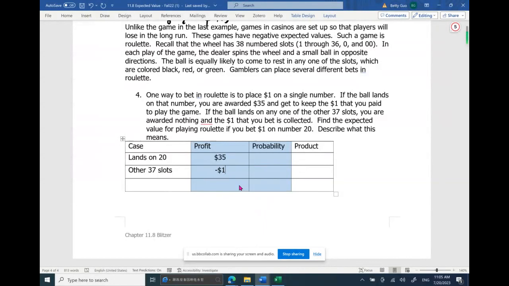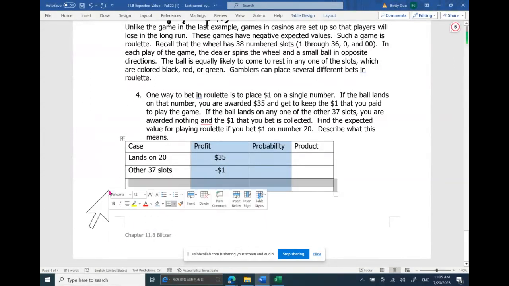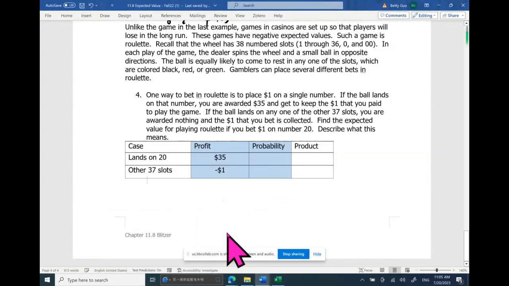So only two cases? Yeah, let me read the question. One way to bet in roulette is to place $1 on a single number. If the ball lands on the number, you win $35 profit. If the ball lands on any other numbers, you are awarded nothing and lose the $1. So your profit is -1. Find the expected value for playing roulette if you bet $1 on number 20. So this table has one extra row. We can delete that. Yeah, so we only have two cases.